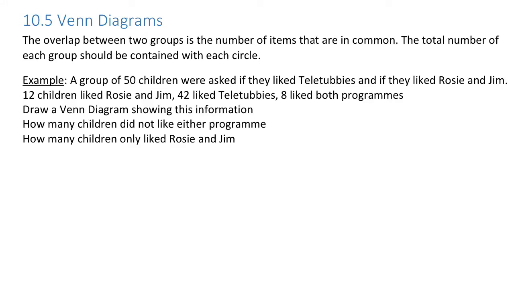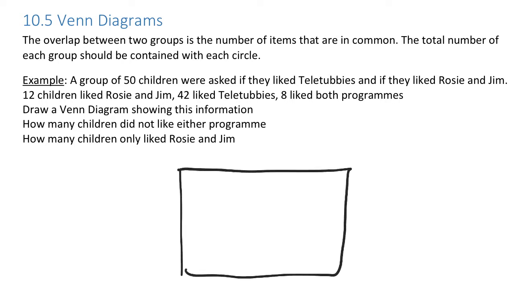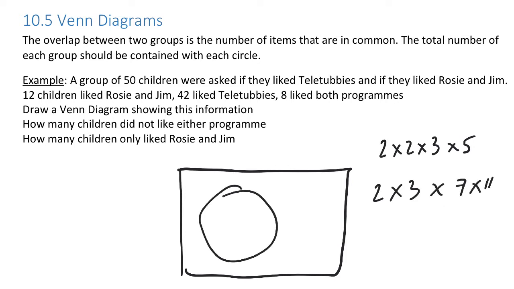10.5 Venn diagrams. Now in the past we used Venn diagrams to help us sort data to find the HCF and the LCM. So if we had two numbers where one was 2 times 2 times 3 times 5 and the other was 2 times 3 times 7 times 11, what we can do is have two circles to represent each data and the bit in the middle to be the overlap.